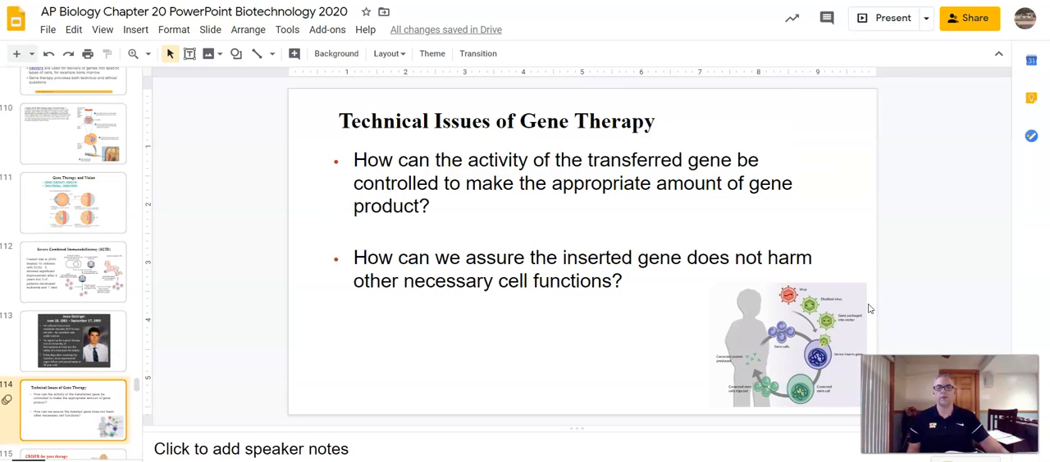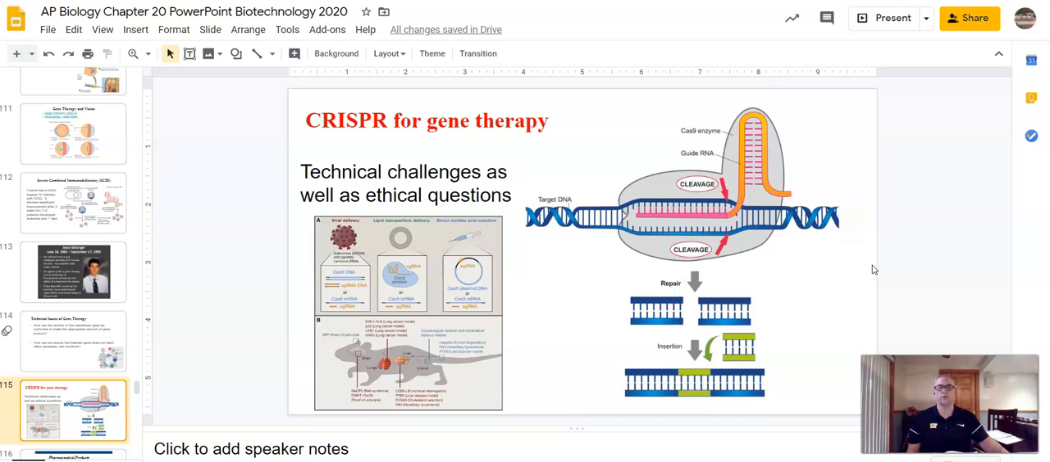So there are definitely technical challenges and issues that go along with gene therapy even today. One of the questions is, how can the activity of the transferred gene ultimately be controlled, and how can you make sure that you're getting the appropriate amount of that gene product? And the other thing is, how do we make sure that no damage happens to the rest of the genome as a result of incorporating those genes?